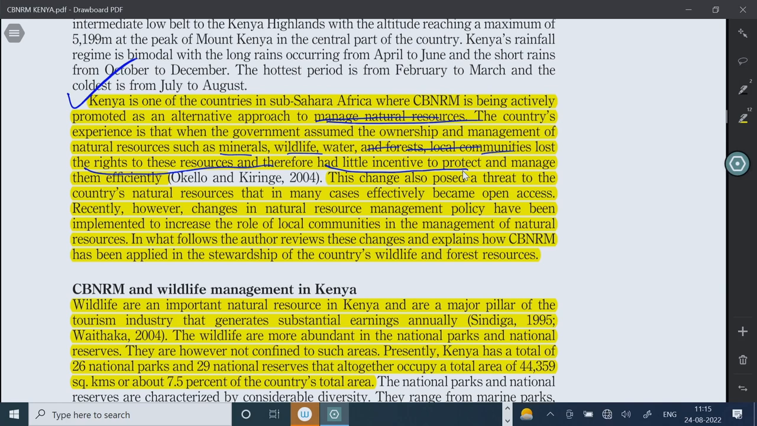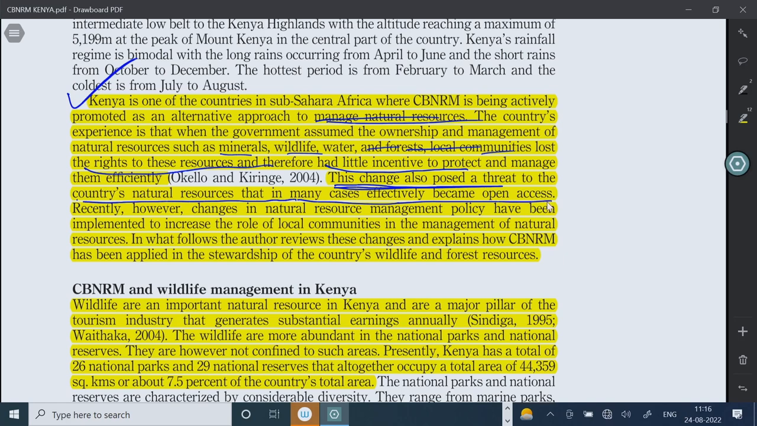Why would they do it? You have protected it, the benefits are not going to the people directly, you are regulating how the benefit will be distributed, so then why will the community go for conservation, right? Now, this kind of change means taking the resources into government control. This posed a threat to the country's natural resources in Kenya that in many cases effectively become open access, okay?